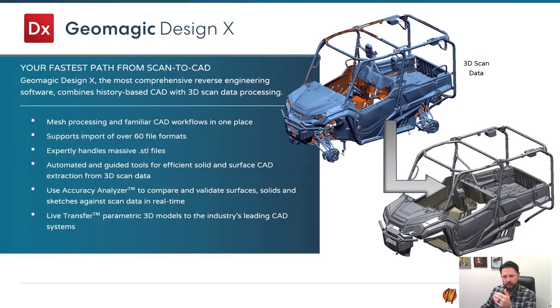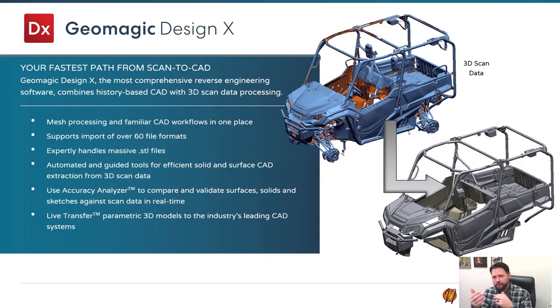All right, again, just kind of an image here. This is a project I did a number of years ago. I used the Metroscan to grab an entire side-by-side, and we reverse engineered all the external body surfaces as well as the roll cage using Design X. I would not have done this with any other software. This is the fastest possible solution.